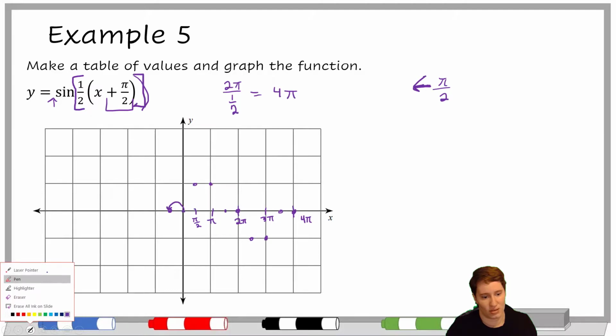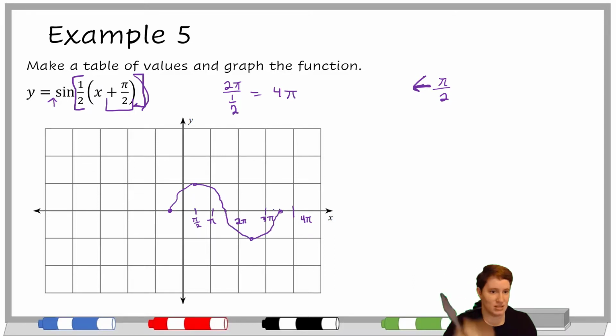erase our other points so that we don't get confused. So that's how I deal with it. It's easier to deal with the period part of this first, and then to take that and shift it. So that is sine of 1/2 parentheses x plus pi over 2.